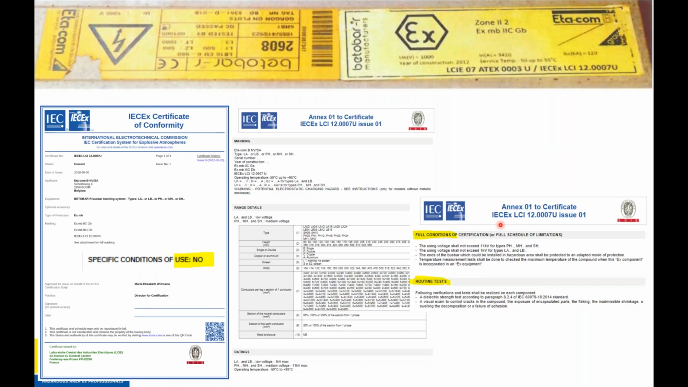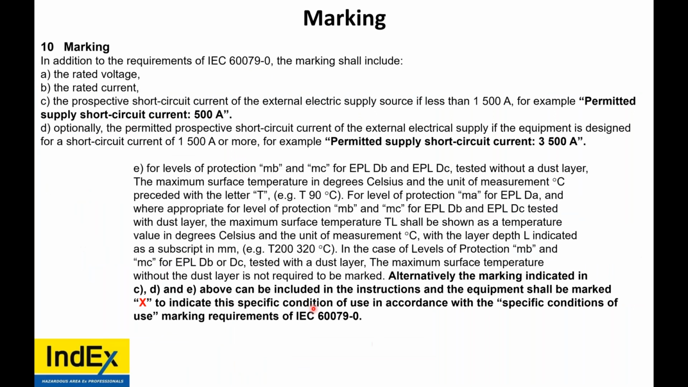So if we go back, it's listed, their voltage is 1,000 or 3,000 volts on that. Current is 3,420. They've listed it on there. They've also listed it on the certificate. And I can tell you it's also in their IOMs. So if you go back here, it shall be marked on the equipment, alternatively on the certificate. Oh, and included in the instructions.